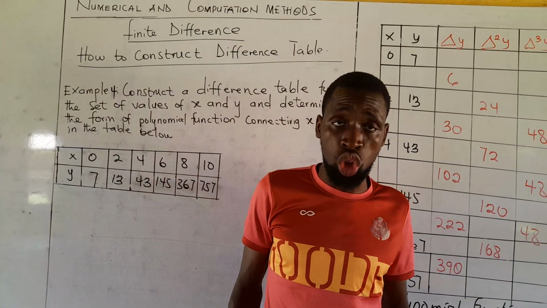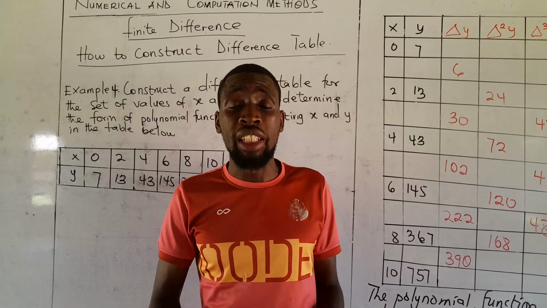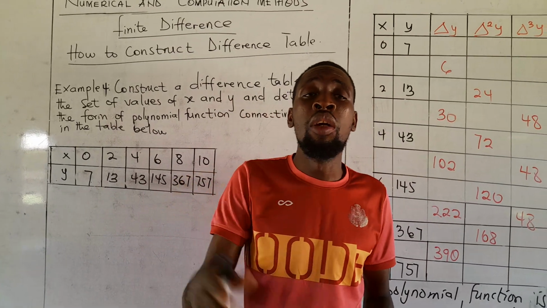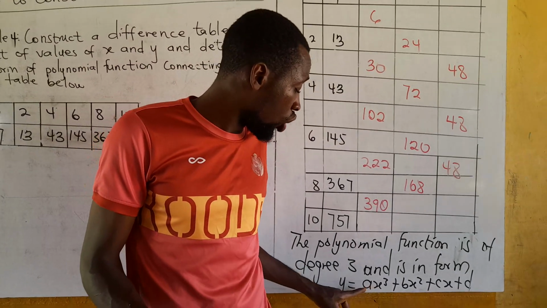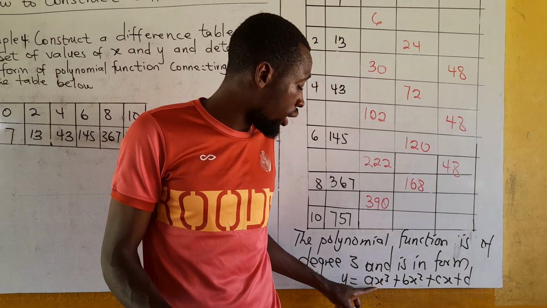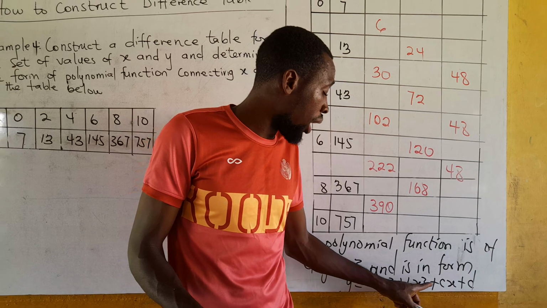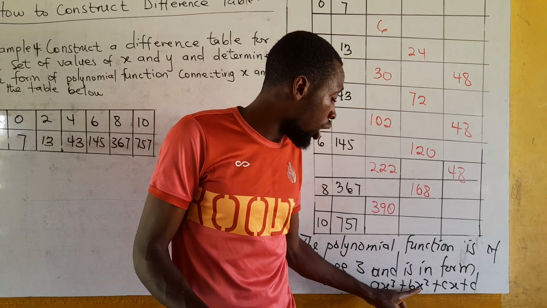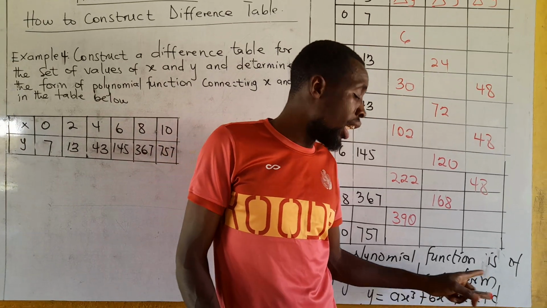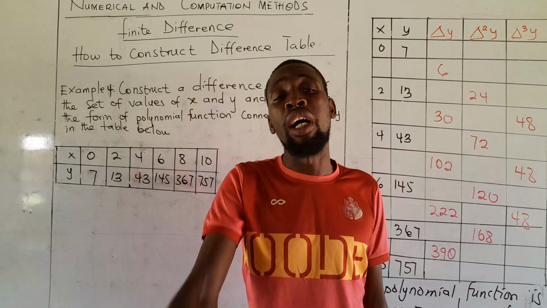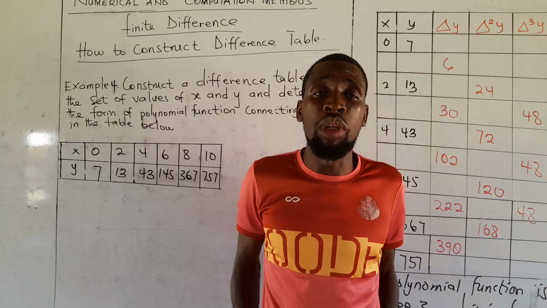Our idea in the construction of a difference table will help us understand our final difference. Please check out my videos on how to find the function, since we say that the function connecting x and y is in the form ax cubed plus bx squared plus cx plus d, where a, b, c, and d are constants. How do we find the function? So check out my videos on that.